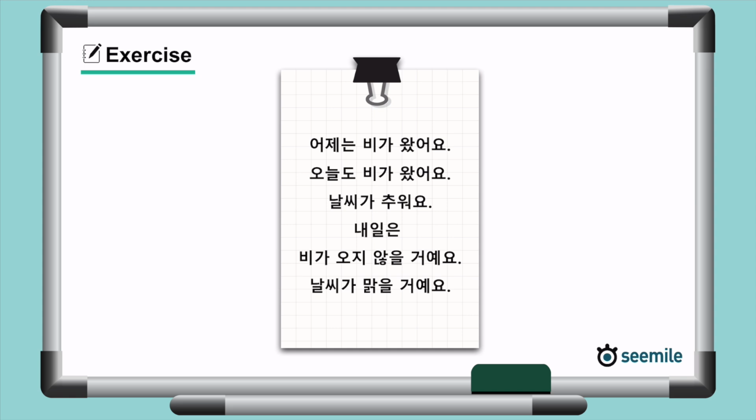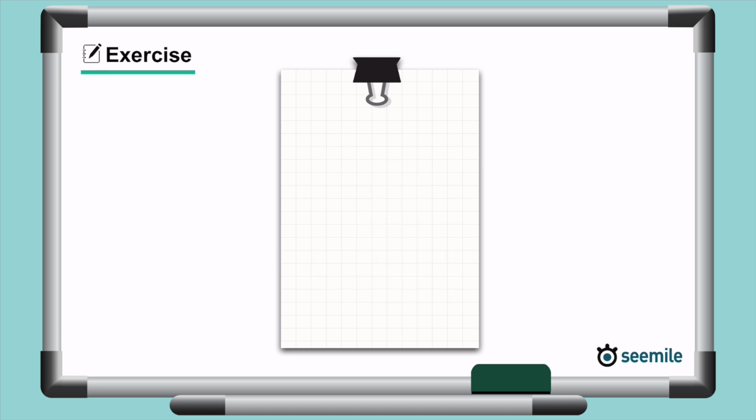Now let me tell you about the weather here. 어제는 비가 왔어요. 오늘도 비가 왔어요. 날씨가 추워요. 내일은 비가 오지 않을 거예요. 날씨가 맑을 거예요. Please pause the video for a moment and tell me what the weather was like there recently and what you guess it will be like tomorrow. Feel free to use words other than the ones you learned today. Please use the dictionary to look them up when necessary and try to compose Korean sentences that indicate what the weather was really like.